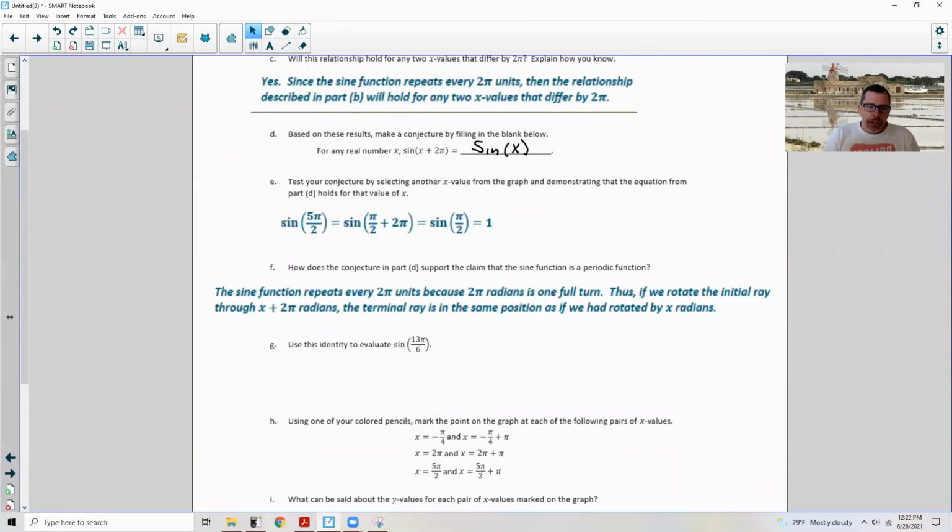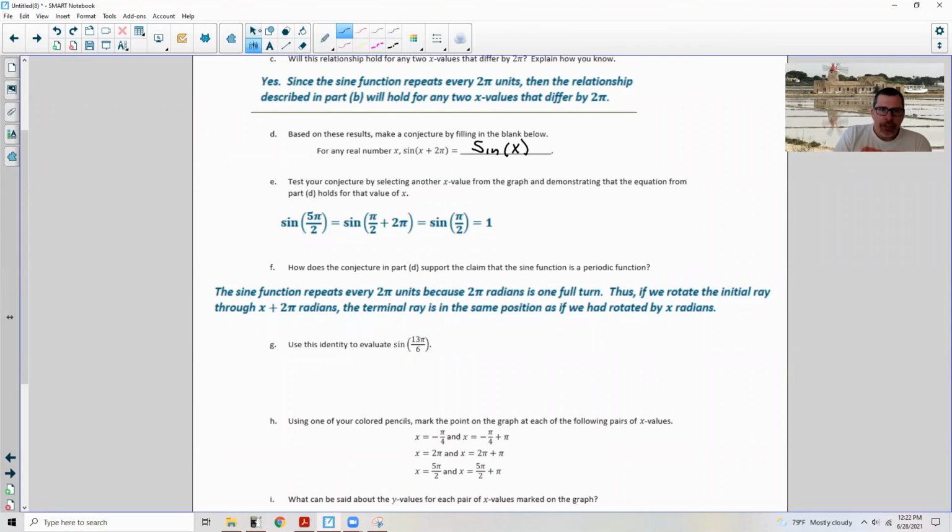Okay, so the sine function repeats every 2 pi units because 2 pi radians is 1 full turn. Thus, if we rotate the initial ray through x plus 2 pi radians, the terminal ray is in the same position as if we had rotated by x radians. Now part G says to use the identity to evaluate the sine of 13 pi over 6.